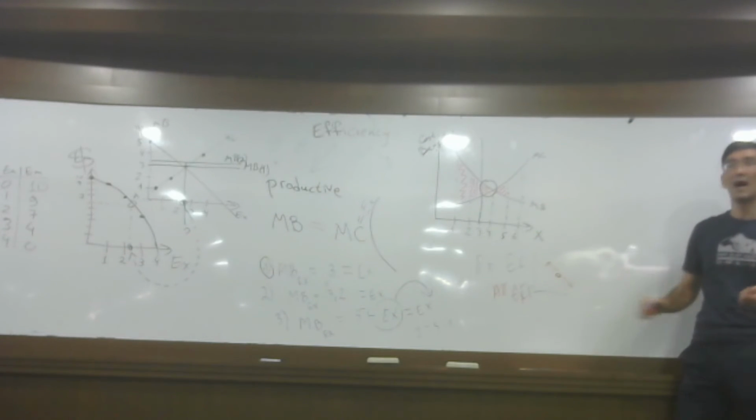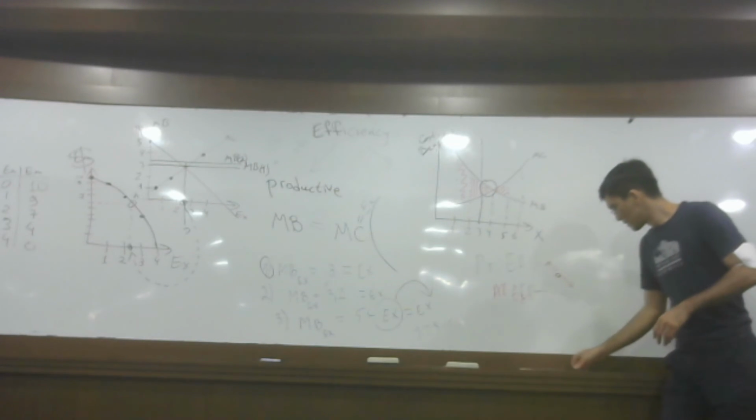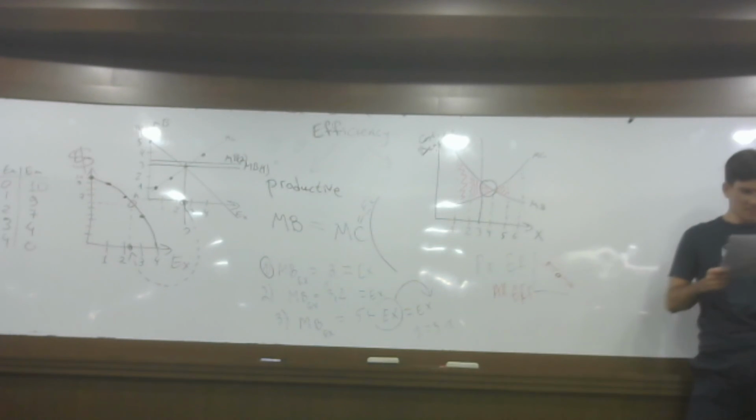If I push here, I haven't done any emails. Yeah, I've prepared for the exam a little bit better, but what am I gonna tell the boss tomorrow, right? So productive efficiency is all the points on the PPF, but allocative efficiency is one particular point on the PPF, depending on the relationship between marginal benefits and marginal costs. Okay? So that topic is done.